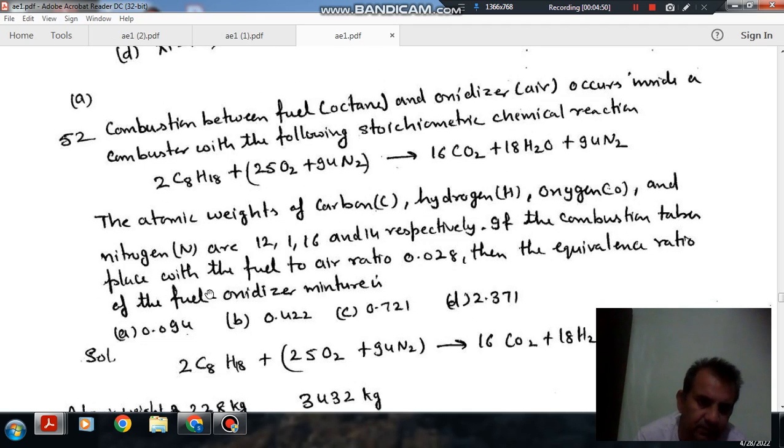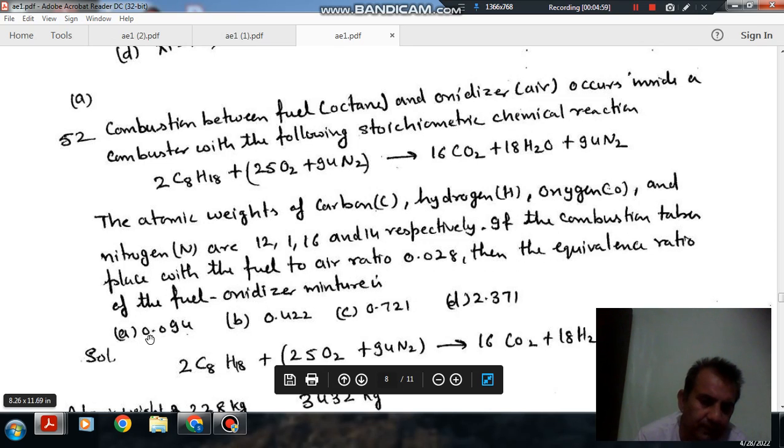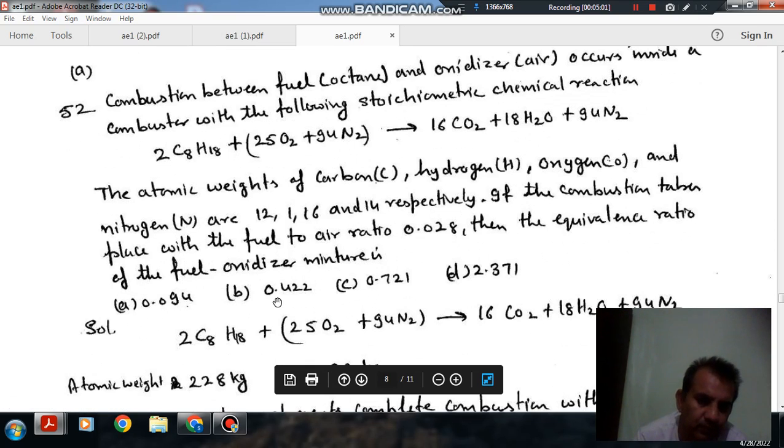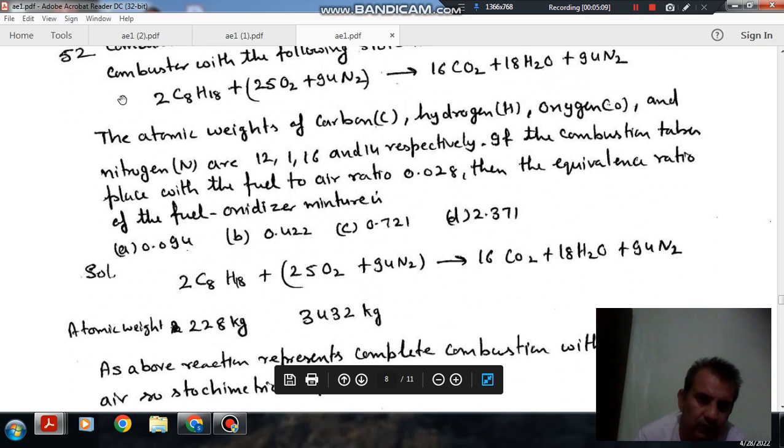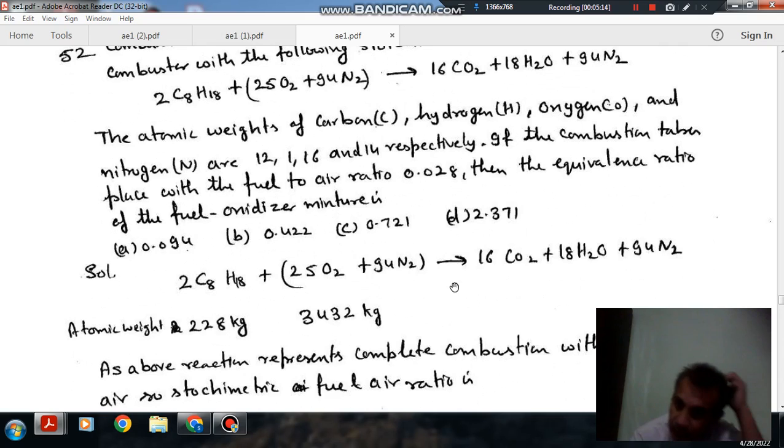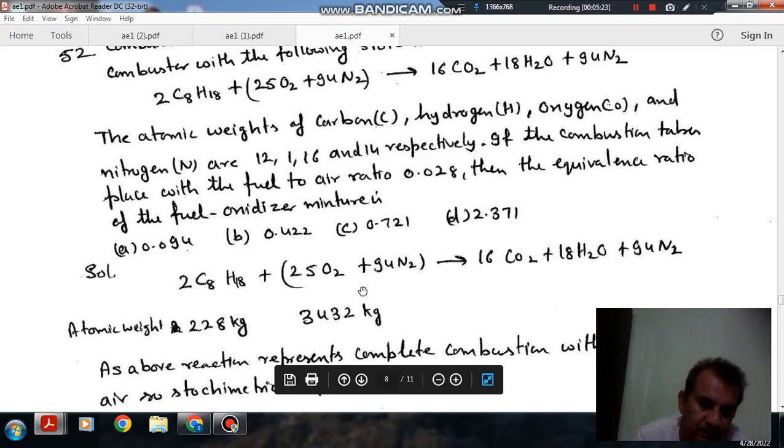If the combustion takes place with the fuel to air ratio as 0.028, then the equivalence ratio of fuel oxidizer mixture is: option A 0.094, option B 0.422, option C 0.721, option D 2.371. So the given equation is for stoichiometric, because there is no excess air, and the only products are CO2, H2O and N2. Okay, so this is complete combustion.